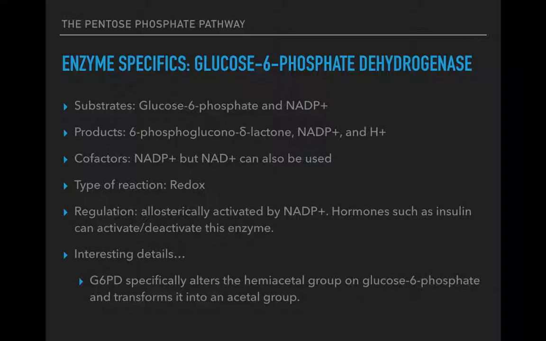Regulation of this enzyme is by NADP+, which allosterically regulates it. Hormones such as insulin have also been shown to regulate this enzyme. They can activate or deactivate the enzyme. Some other interesting details: glucose 6-phosphate dehydrogenase specifically alters the hemiacetal group on glucose 6-phosphate and transforms it into an acetal group, which then forms the product 6-phosphogluconolactone.